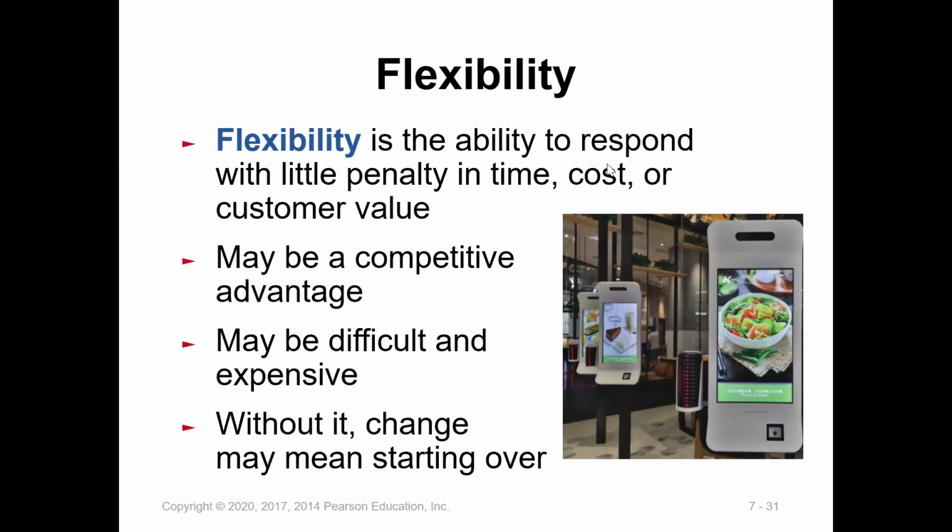Flexibility is the ability to respond with little penalty in time, cost, or customer value. Maybe competitive advantage, maybe difficult and expensive. Okay, that's what we mean with flexibility. Okay.